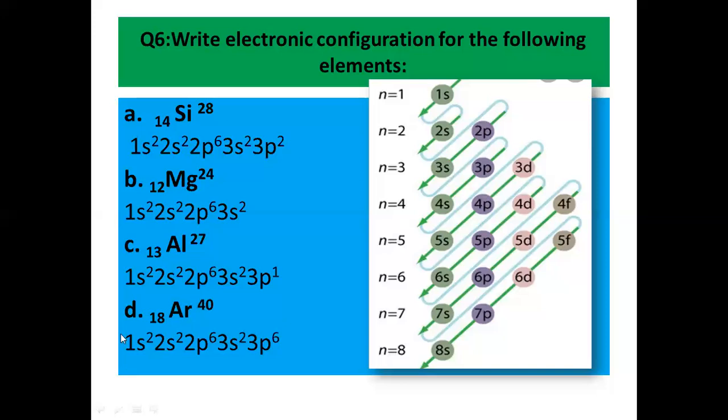Argon, atomic number 18, configuration 1s2, 2s2, 2p6, 10, then 3s2, 12. How many are left? 6 are left. So then 3p6, 13, 14, 15, 16, 17, 18 electrons. So there are total 18 electrons. So by following the Aufbau principle, you can easily distribute the electrons among the subshells.